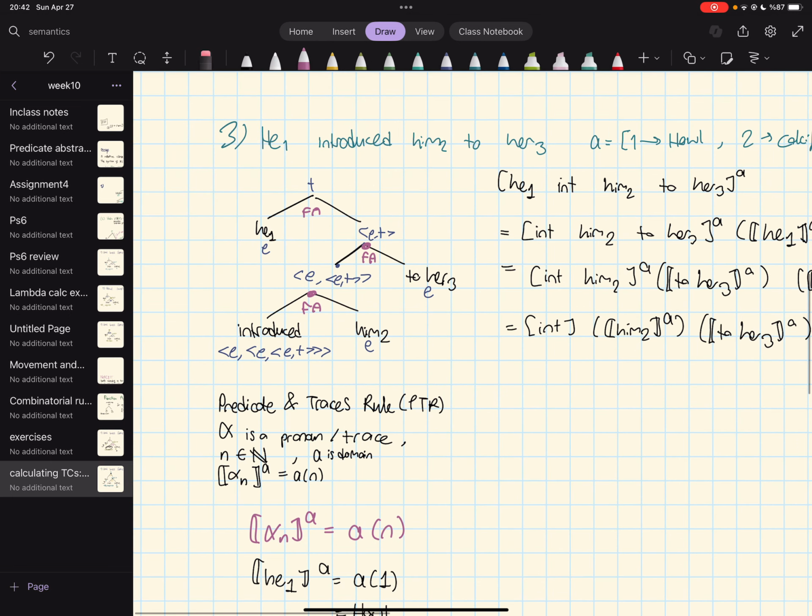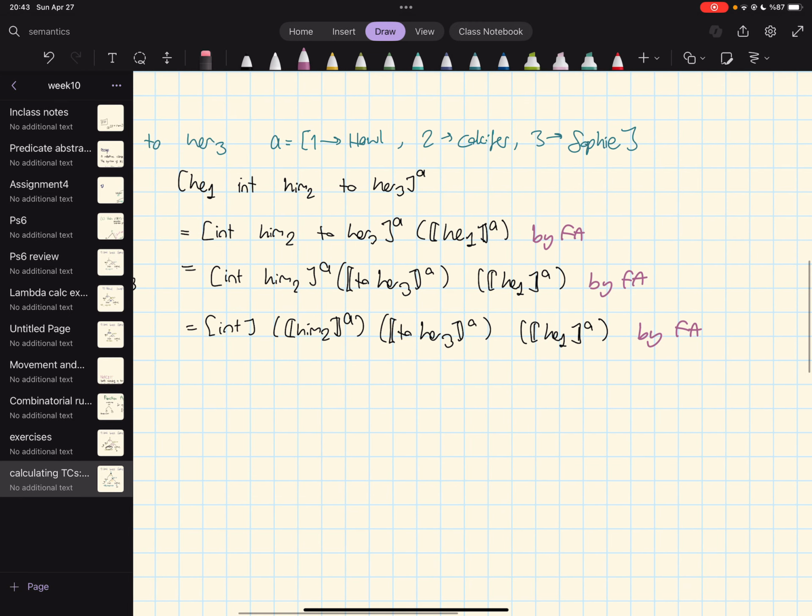Okay, now that I've applied all of the combinatorial rules that I needed to use, what I need to do is to search for the meaning of introduced in my lexicon. And what I also need to do is to apply PTR.